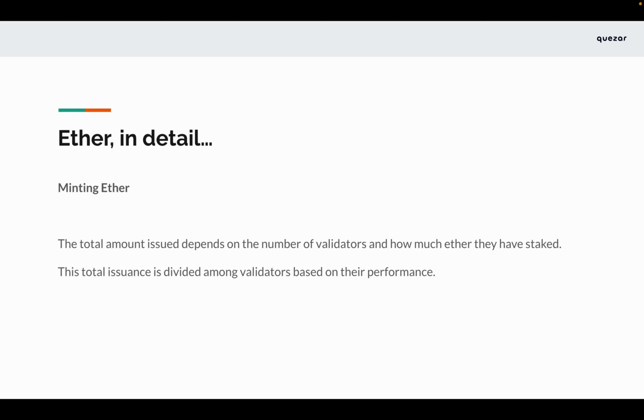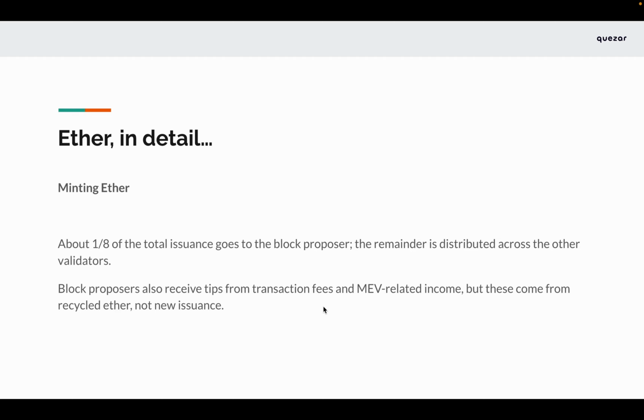As I mentioned earlier, there's a minimum deposit of 32 Ether required for each node to participate in the block validating and producing mechanism. And the total amount issued depends on the overall amount of Ether that has been staked collectively by all of the validators in the network. The total issued amount is divided among these validators based on their performance. About 1/8 of the total issuance goes to the block proposer, that is the node that has proposed a block to be included on the network, and the remaining portion is distributed among other validators.